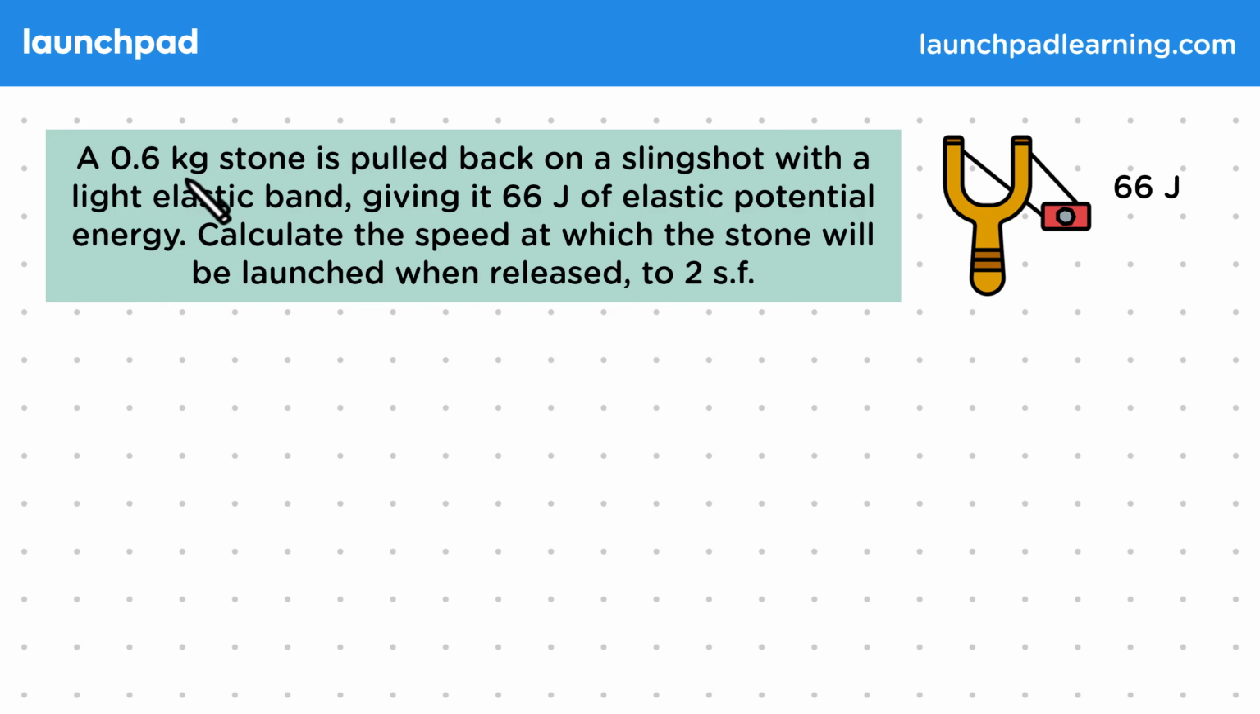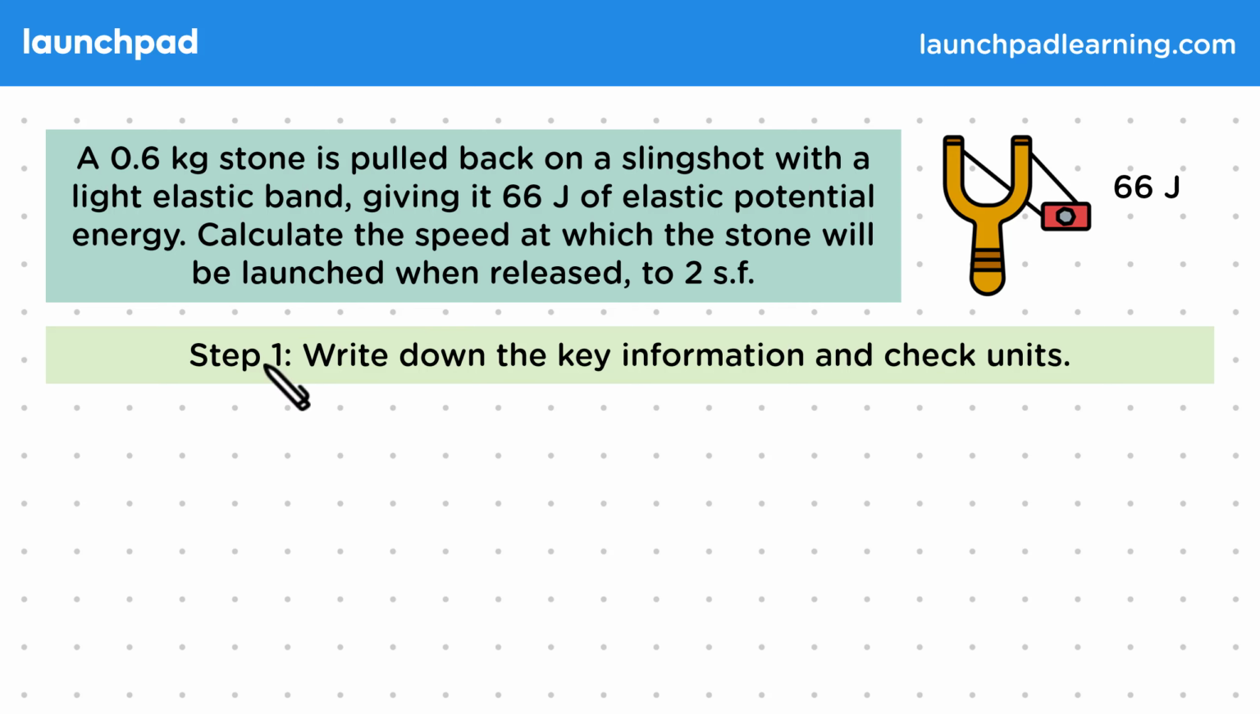A 0.6 kilogram stone is pulled back on a slingshot with a light elastic band, giving it 66 joules of elastic potential energy. Calculate the speed at which the stone will be launched when released to two significant figures. So we can round our answers to a certain number of digits, and the number of significant figures are the number of digits in the value. So in this question, we can assume that the stretching is elastic and the mass of the band is negligible.